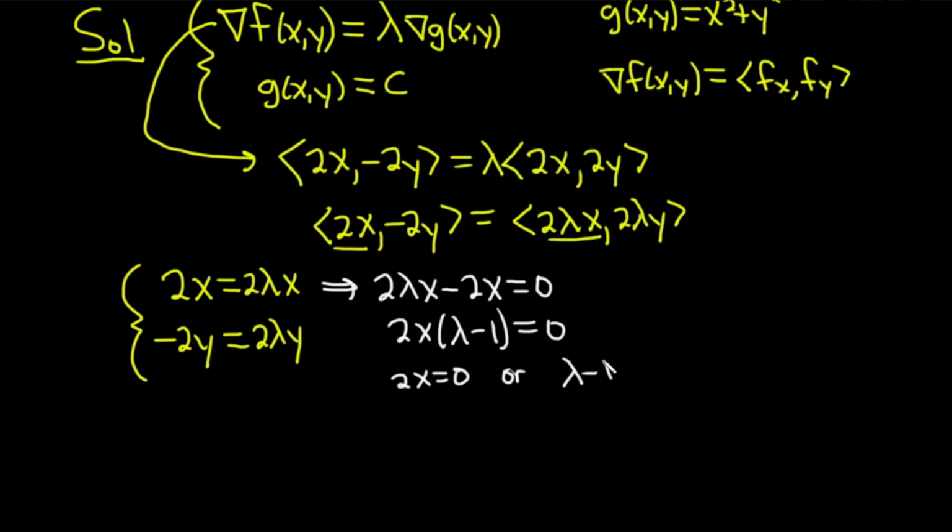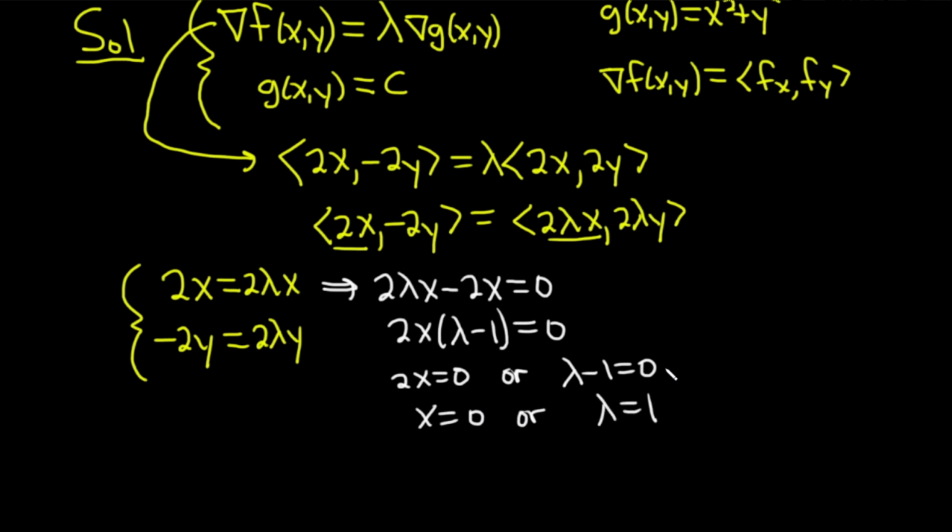By the way, the algebra in these problems gets really crazy sometimes. It's always different. You just want to play with it and see what happens, which is what we're doing here. I subtracted, factored, it's equal to 0, and we set each factor equal to 0. Divide by 2 here, you get x equals 0, or add 1, you get lambda equals 1.